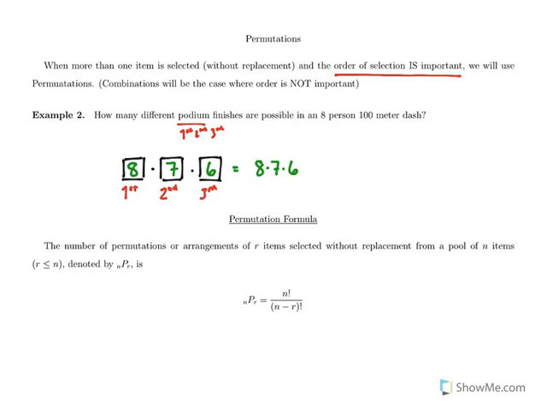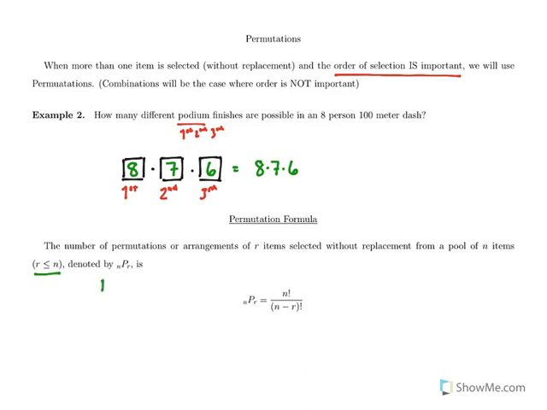All right, so note that that's something that we could have done in the previous video, but let's talk about how this relates to something called the permutation formula. The number of permutations or arrangements of R items selected without replacement from a pool of N items. In this case, R has to be less than or equal to N.